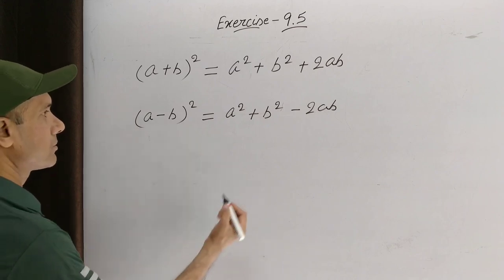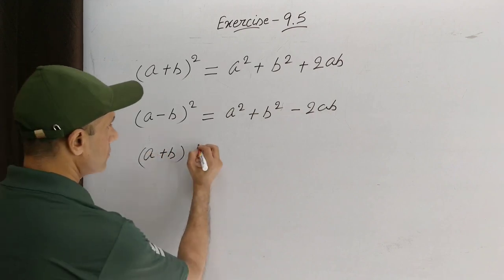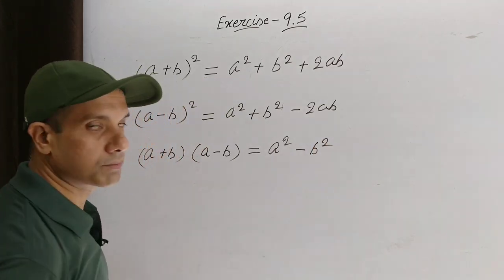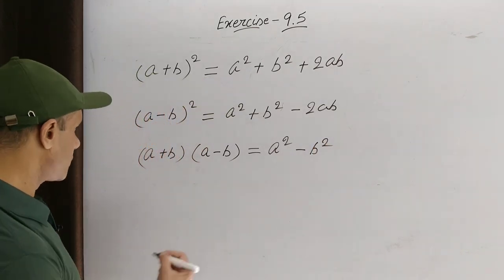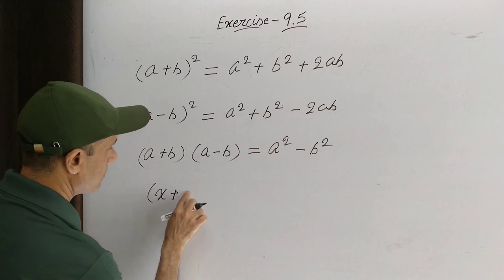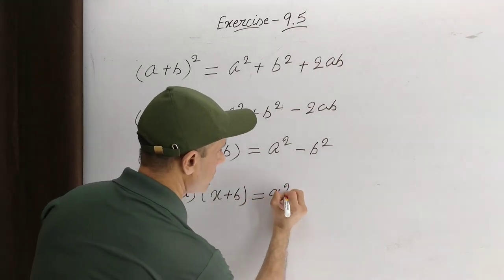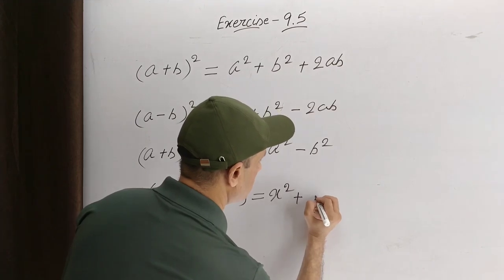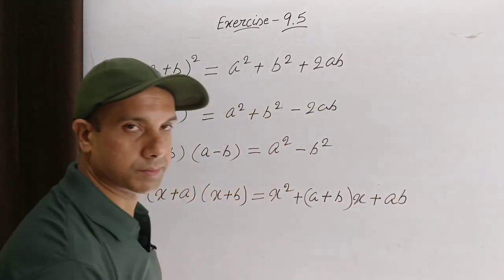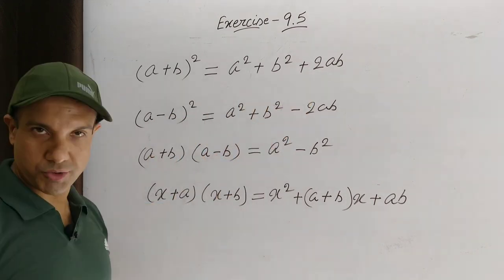Another frequently used identity in algebraic expression is (a plus b) into (a minus b). This is equal to a square minus b square. One more identity we'll be dealing with in this chapter is (x plus a) into (x plus b) is equal to x square plus (a plus b) into x plus ab. Clear? So these are all identities or formulas of algebraic expressions.